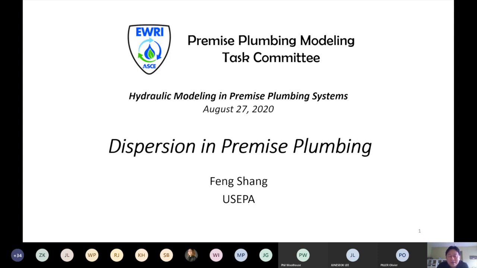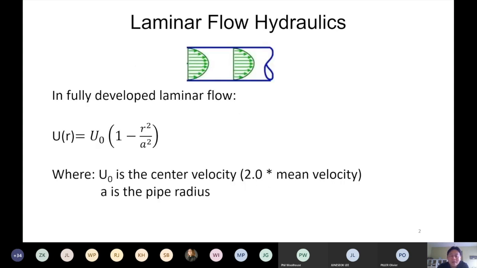First, I think people may wonder, maybe dispersion is a water quality problem, so why do I talk in this hydraulics session? I will try to justify that through the talk. Today we are only looking at laminar flow conditions. The laminar hydraulics is pretty well known. In fully developed laminar flow, it's a parabolic velocity profile, and the velocity is maximum at the center of the pipe and almost zero at the pipe wall.